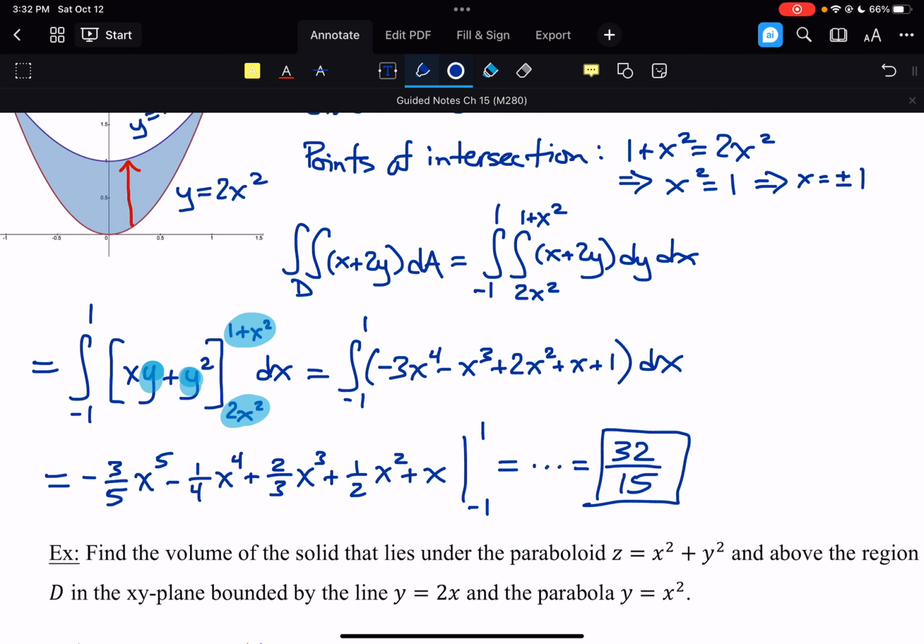But this one does give us a volume. So this is the volume, again, that was under the paraboloid, just above this portion of the xy plane. That was above this little graph here.